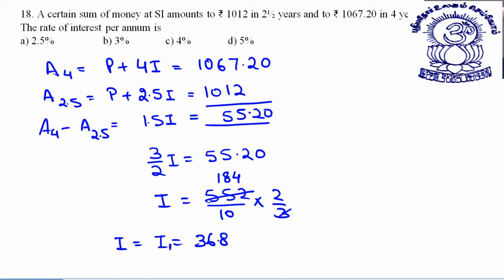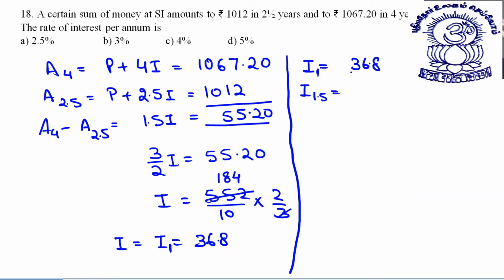i means interest for 1 year. Now, since we have got the interest for 1 year, what do we need to do? We need to find the principal, then we'll find everything. See, interest for 1 year is 36.8. Interest for 1.5 years is what? We already know the interest for 1.5 years is 55.2. If you add these up, you will get 92 rupees. So far, we have got 92 rupees as the interest for 2.5 years.